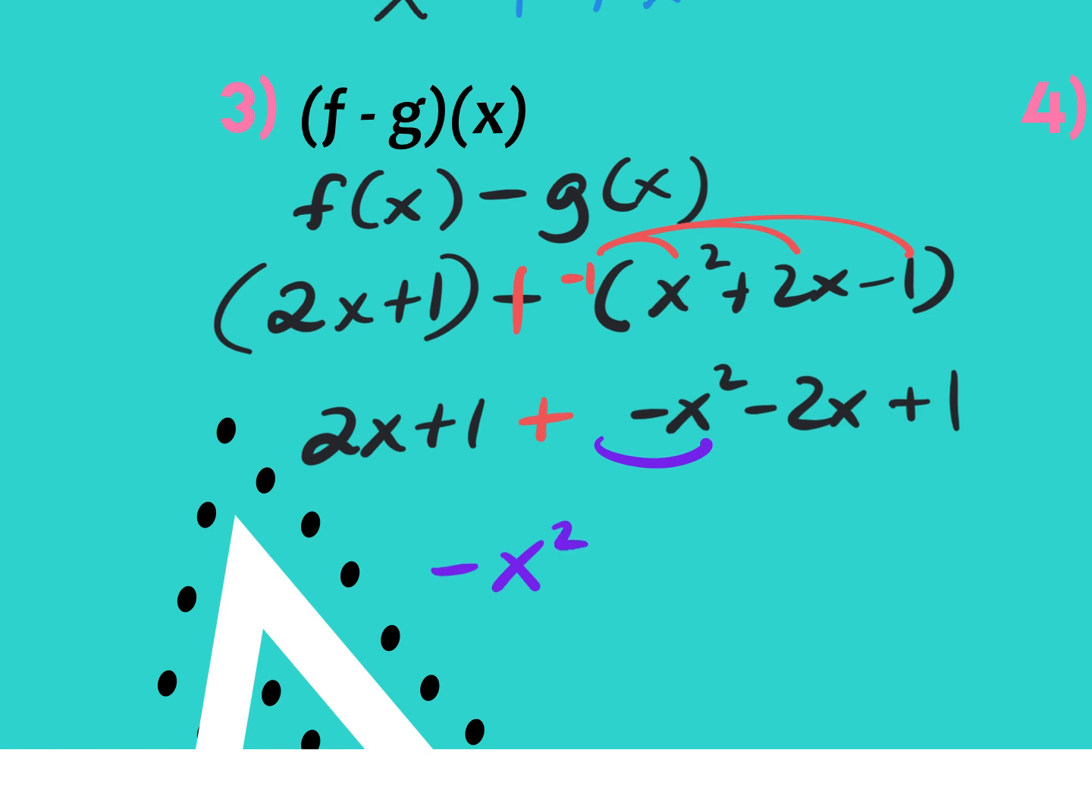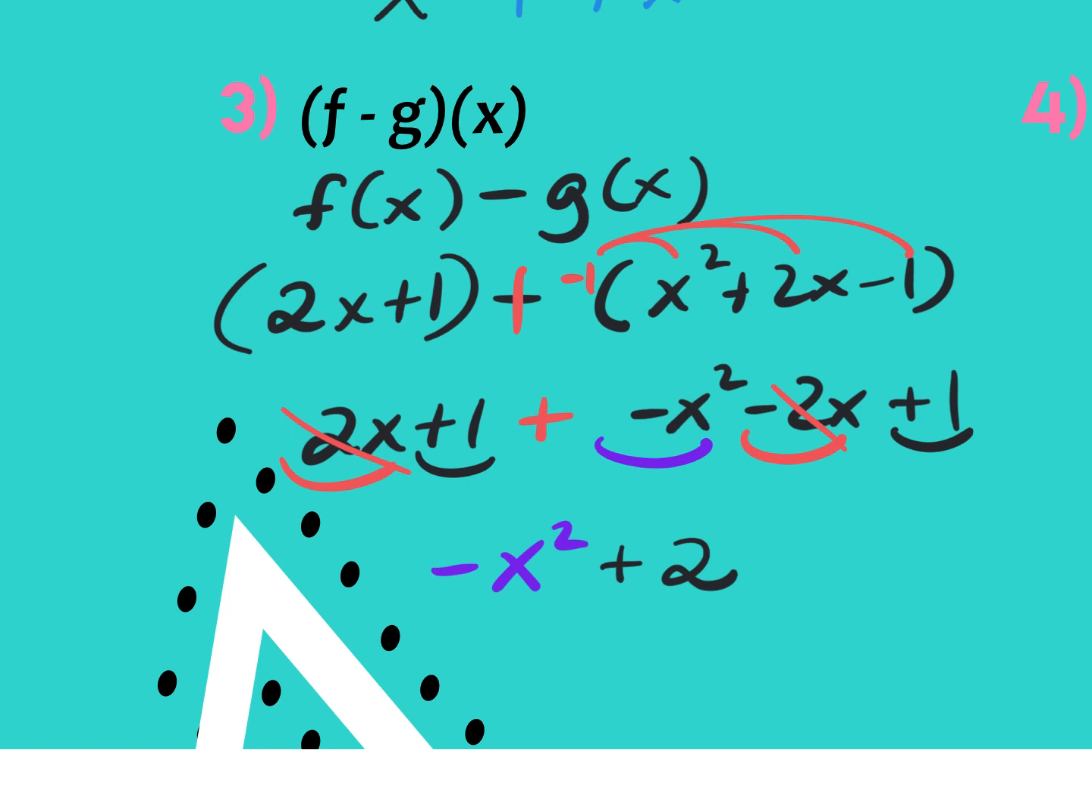I'm going to go back and look for my x terms. And notice I have a 2x minus 2x, so that's gone. And then now I'm going to do the 1 plus 1, and I get positive 2. And that is my combined function of subtracting the f of x function and subtracting the g of x function.